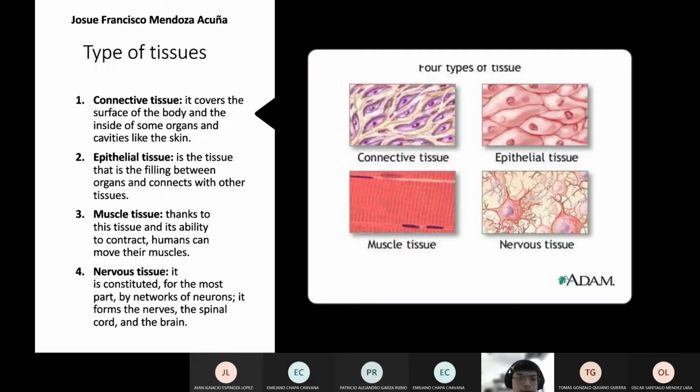Muscle tissue. Thanks to this tissue and its ability to contract, humans can move their muscles. Nervous tissue. It is constituted for the most part by a network of neurons. It forms the nerves, the spinal cord, and the brain.